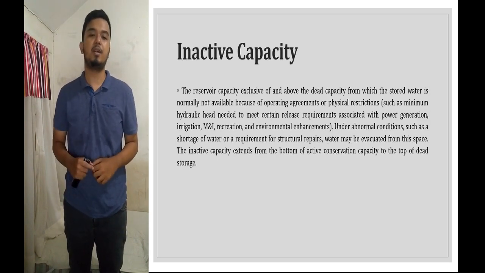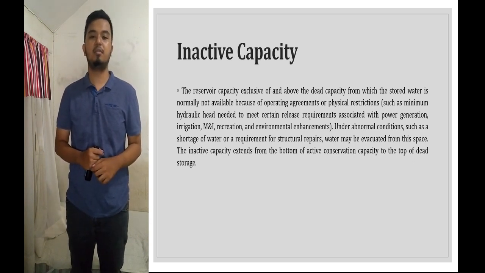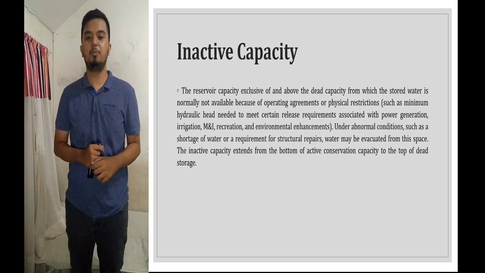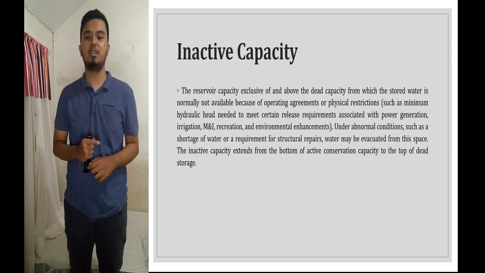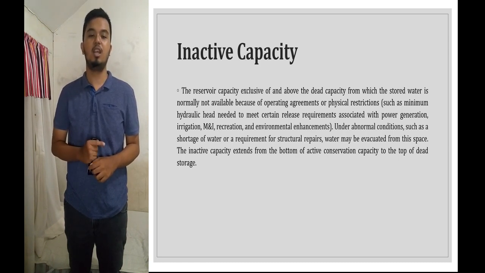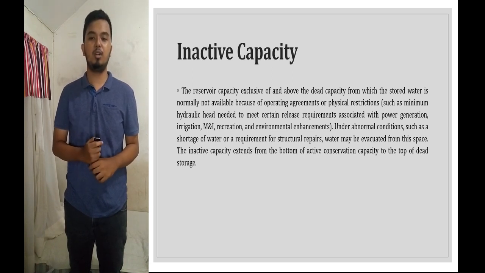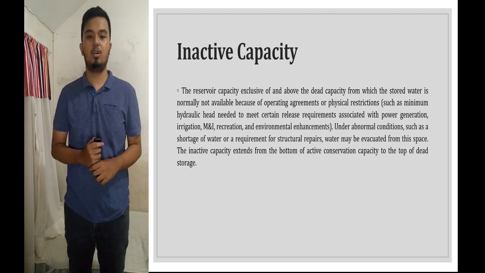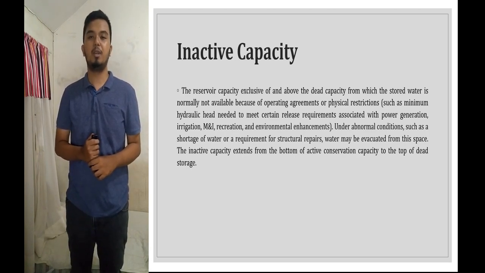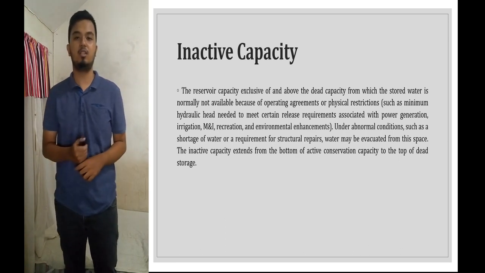So next is the inactive capacity. So the reservoir capacity exclusive of and above the dead capacity from which the stored water is normally not available because of operating agreements or physical restrictions, such as minimum hydraulic head needed to meet certain release requirements associated with power generation, irrigation, M&I, recreation, and environmental enhancements. So under abnormal conditions such as shortage of water or requirement for structural repairs, water may be evacuated from this space. The inactive capacity extends from the bottom of active conservation capacity to the top of dead storage.